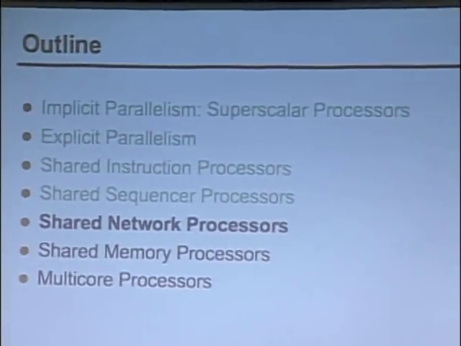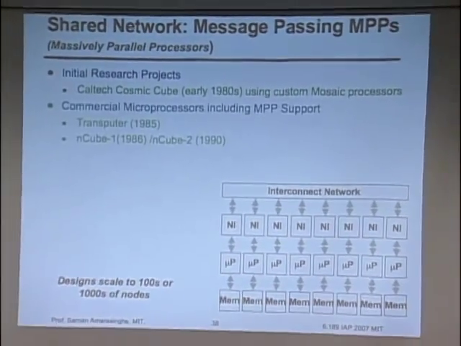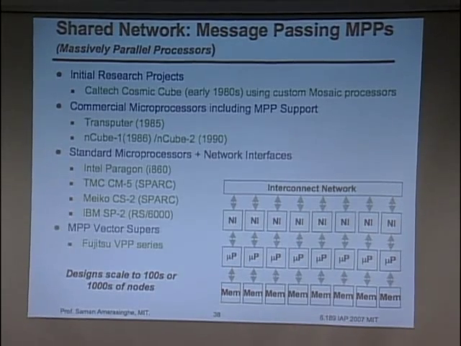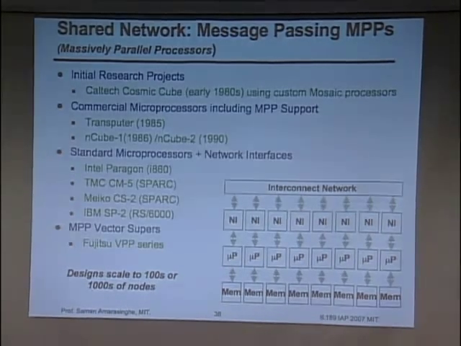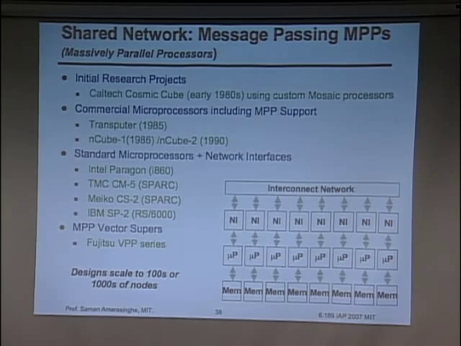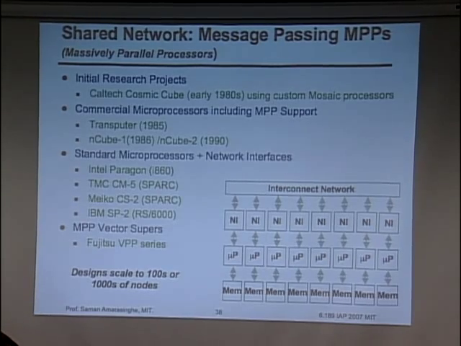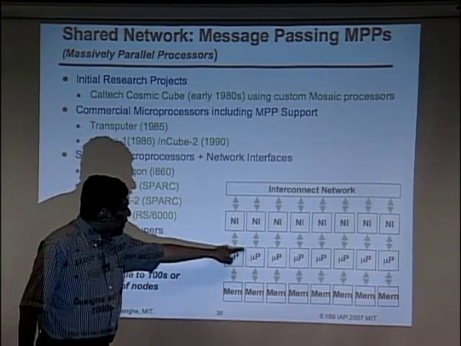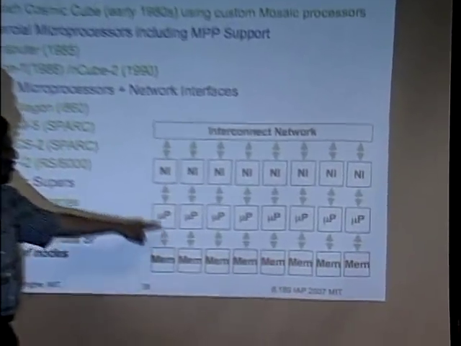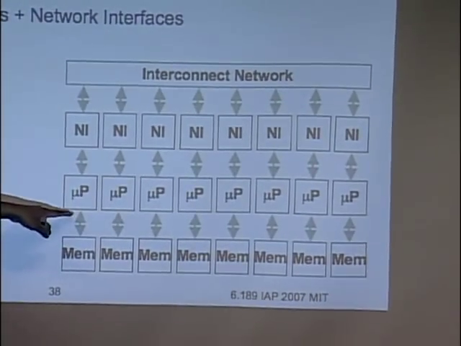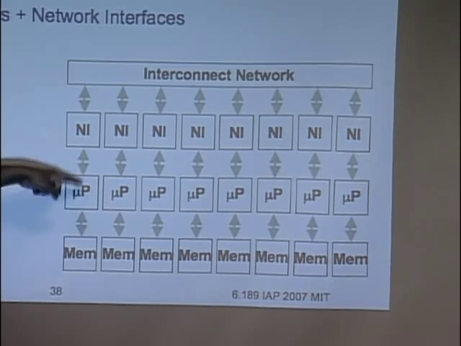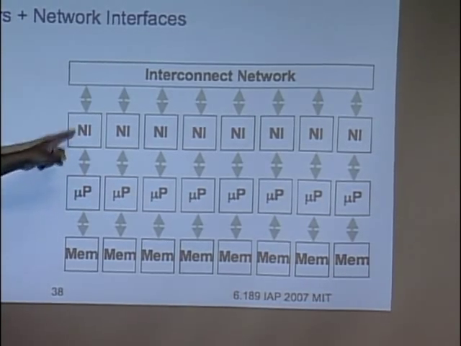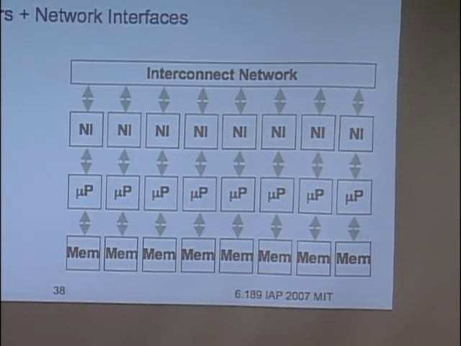So then we go to shared network. There has been a lot of work in here. People have been building multiprocessors for a long time because this is a very easy thing to build. So what you do is, if you look at it, you have a processor unit that connects to its own memory. And it's like multiple workstations. Then it has a very tightly connected network interface that goes to an interconnect network. So you can even think about a workstation farm as this type of machine.